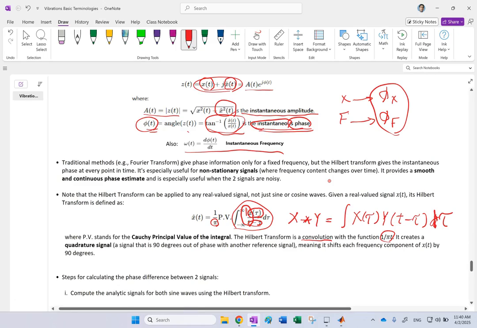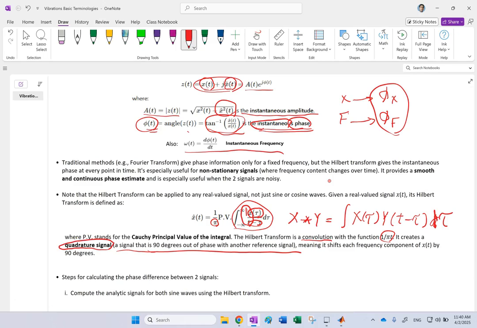And when you do that and integrate and calculate it, it is going to give you a 90-degree phase shifted signal, which we call a quadrature signal. So a quadrature signal is basically exactly a 90-degree phase shifted signal. So it gives you that.